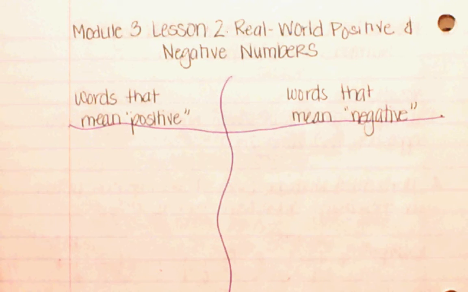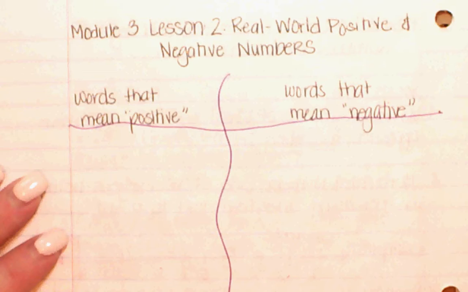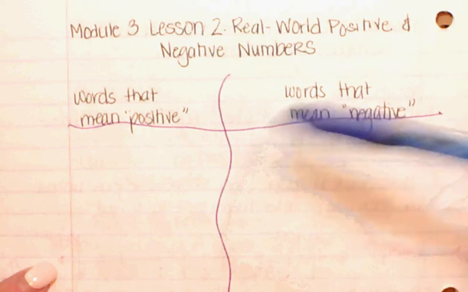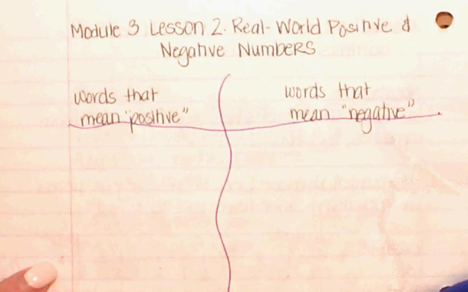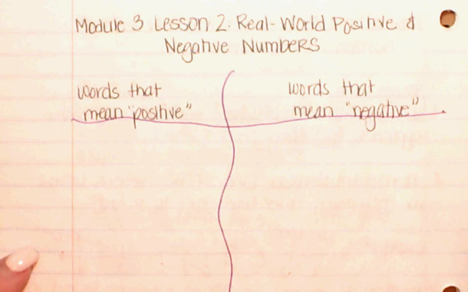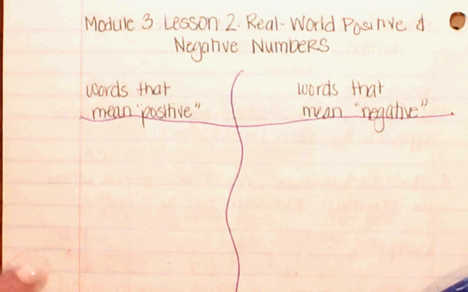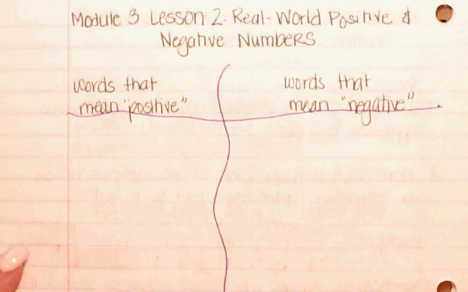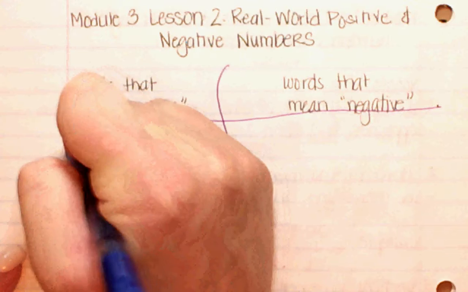So I made a T-chart for you that says words that mean positive on the left column and words that mean negative on the right column. I'm going to give you a list of words and explain why they are a negative or positive connotated word, and then we'll practice. So, one word you may hear a lot is receive.